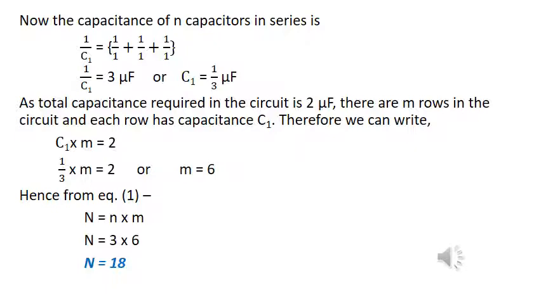As total capacitance required in the circuit is 2 microfarad and there are m rows and each row has the capacitance C1, we can write C1 into m is equal to 2. From this we get m is equal to 6. Now we can calculate the total number of capacitors required for the circuit from equation 1 as N is equal to small n into m. By putting the values we get the total number of capacitors is equal to 18.